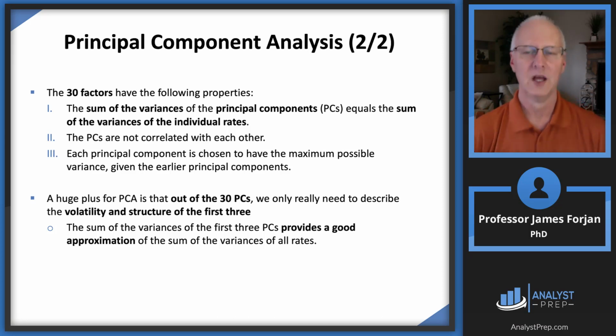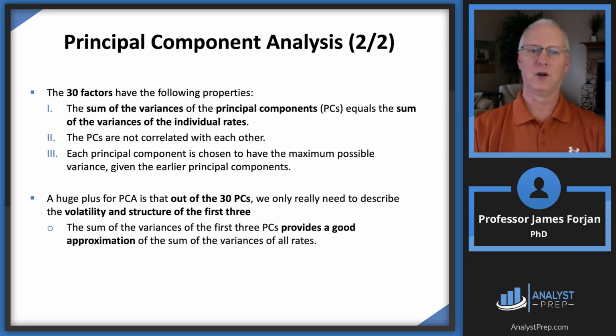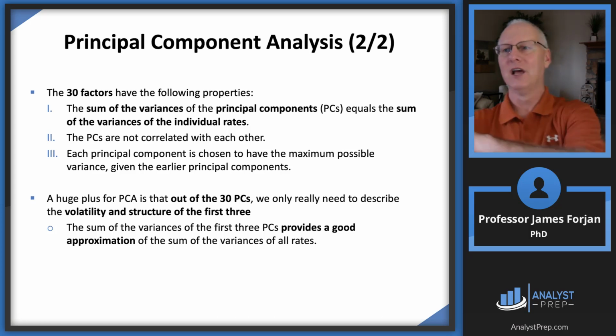So here are the properties of those 30. So of course, we're going to do something with standard deviation. The sum of the variances of the principal components equals the sum of the variances of those individual rates. That's the grouping thing that I was talking about. Those principal components are not correlated with each other. And each principal component is chosen to have the maximum possible variance. So it's capturing all the stuff around it.